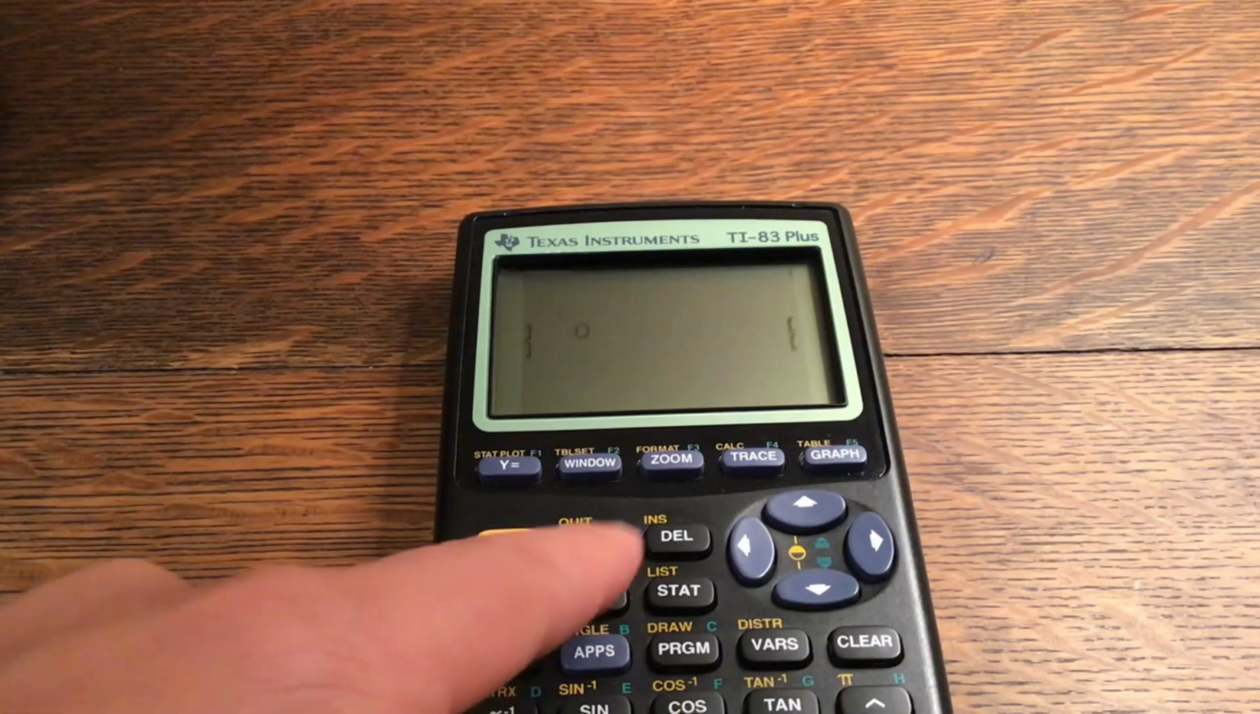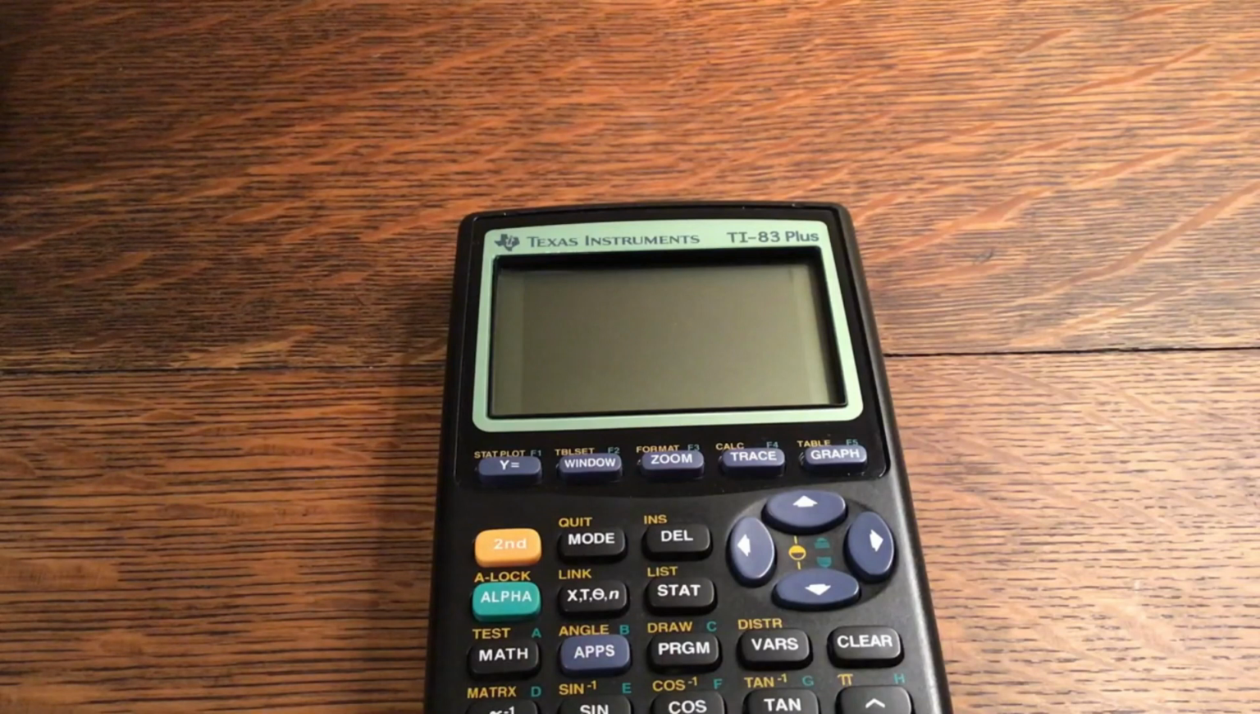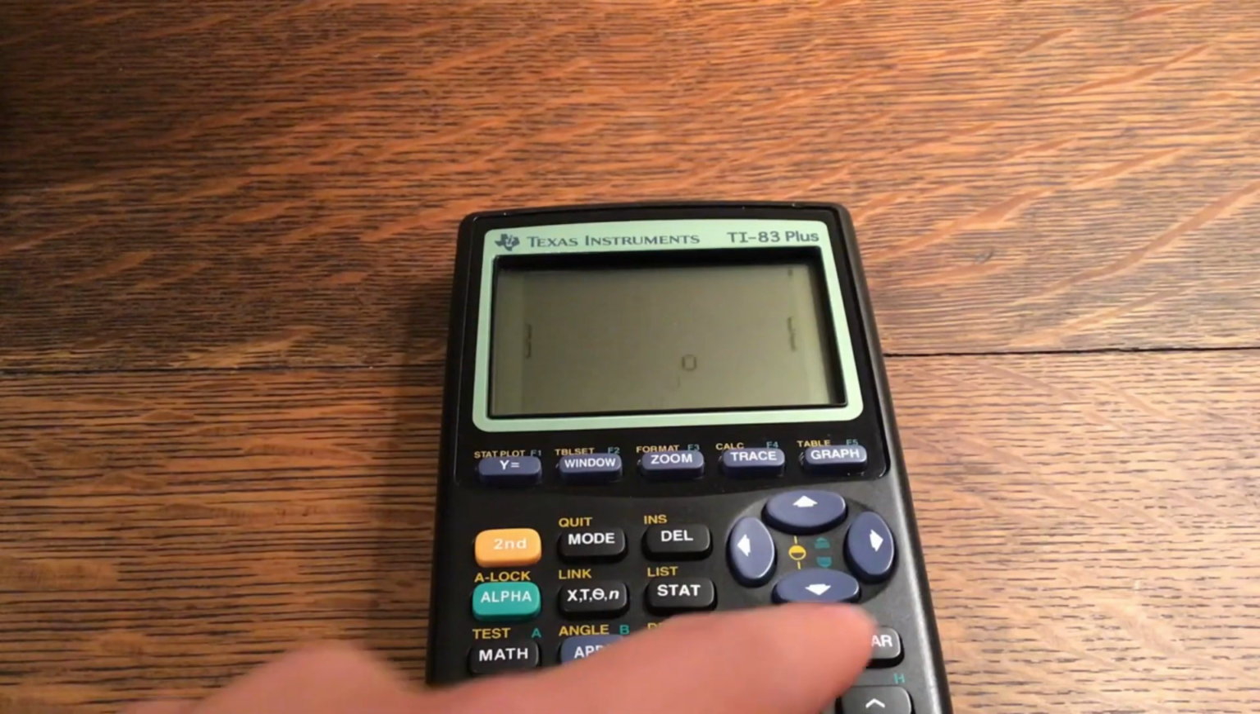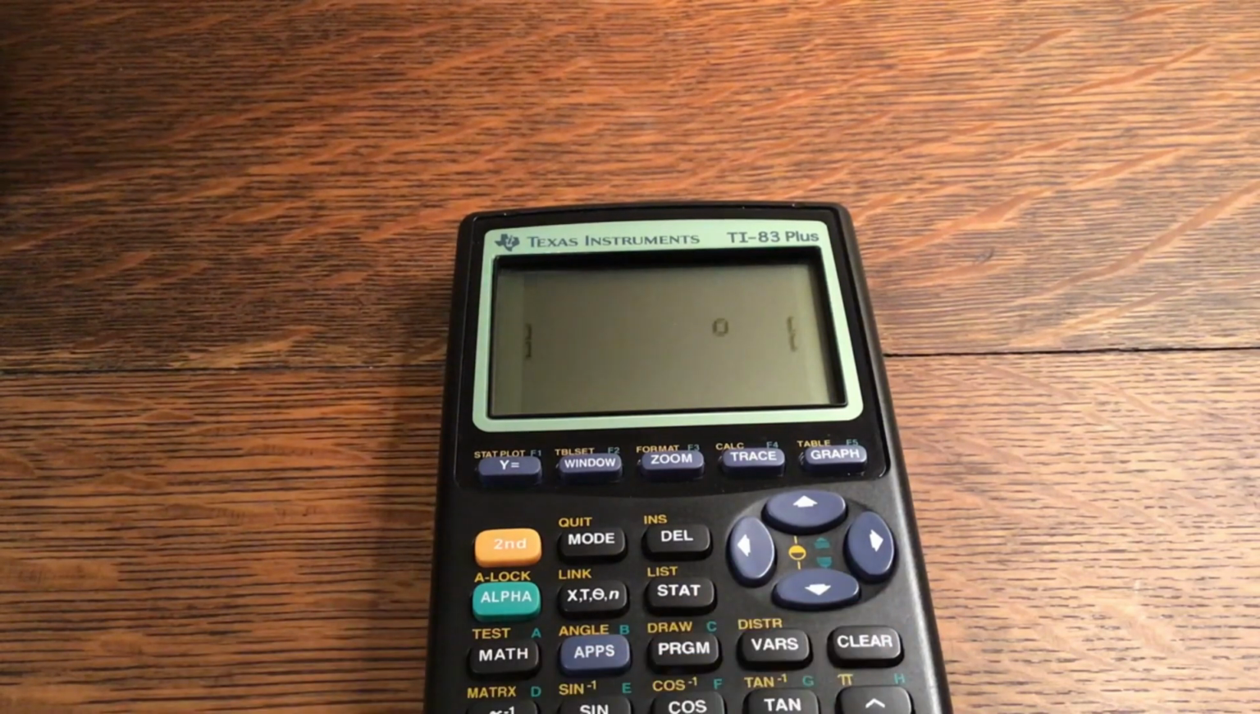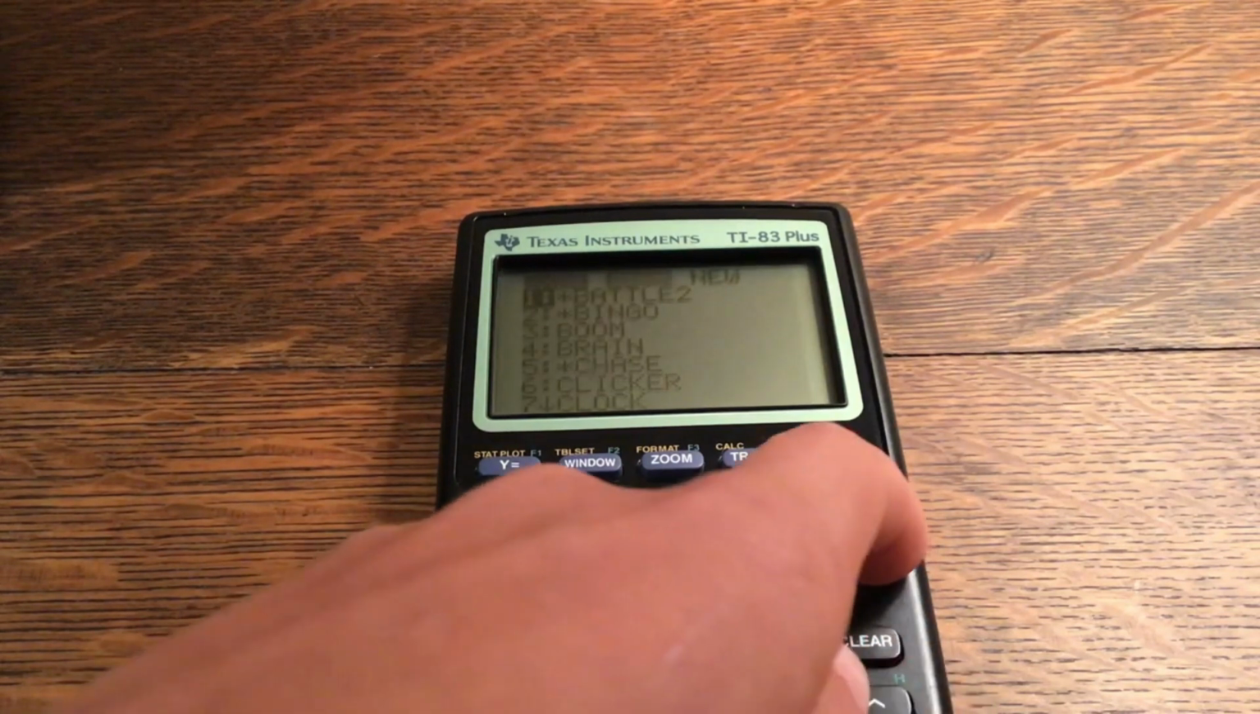I'm going to show you, if you click Mode, it'll pause it and everything goes away. And if you click Clear, it ends the game. So let's show you how you can make this for yourself.